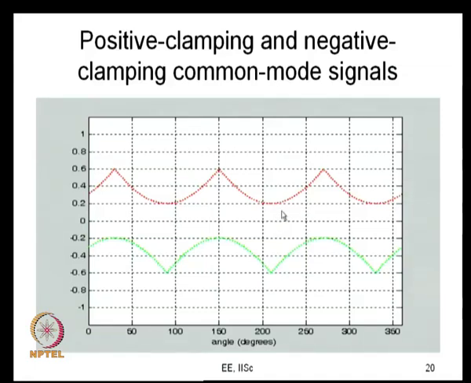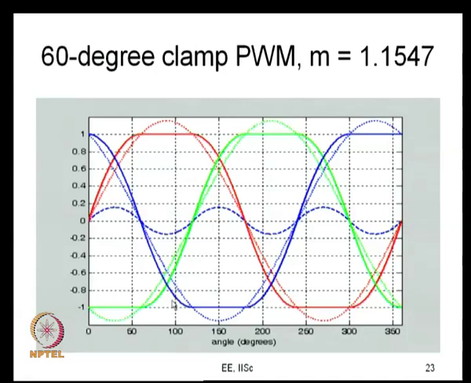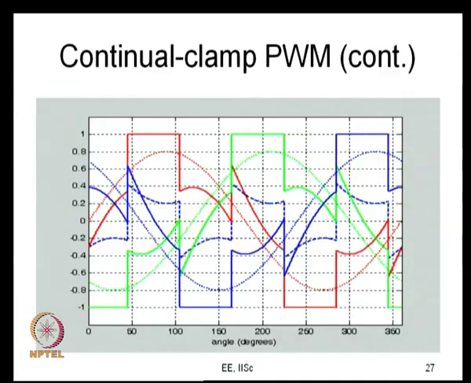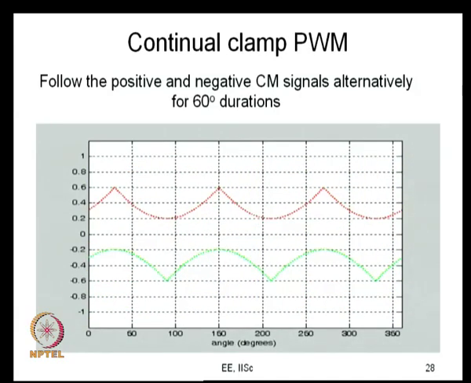So, these are all bus clamping, and in general you can start from any instant here and go on for 60 degrees on this and come and switch to the negative common mode, go for 60 degrees and do this. So, this is what is called continual clamping. These are different examples of what you are doing here, and in case of continual clamping the phase is continuously clamped for 60 degrees to the positive bus and then for 60 degrees to the negative bus and so on. Since it is clamped continuously for 60 degrees, we just call it continual clamp, it is just a nomenclature. So, these are different examples of continual clamp PWM. As I said, you follow the positive and the negative common mode signals alternately for 60 degree durations. This is what you do when you want to go for continual clamp PWM.